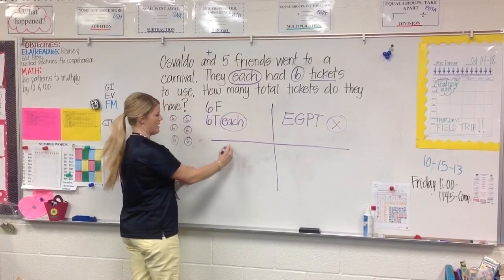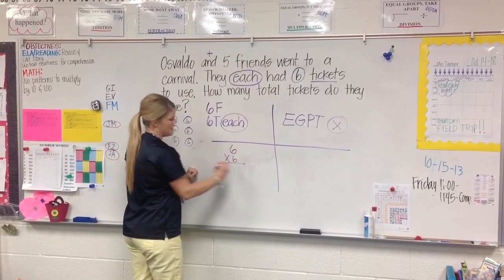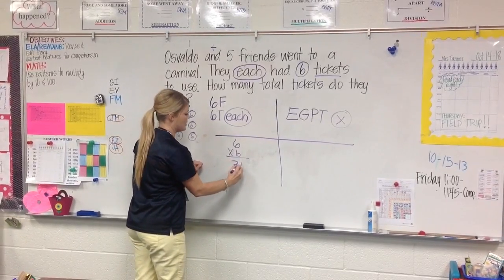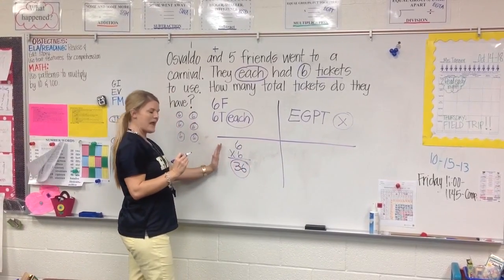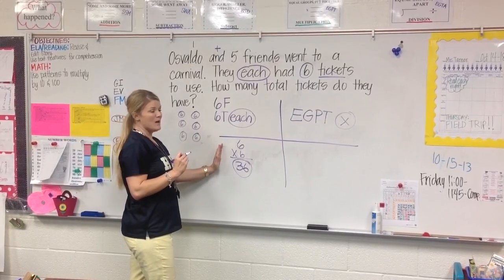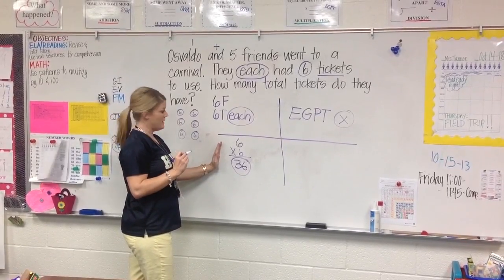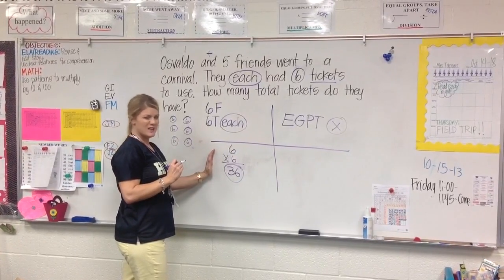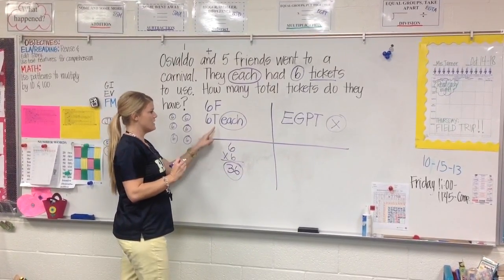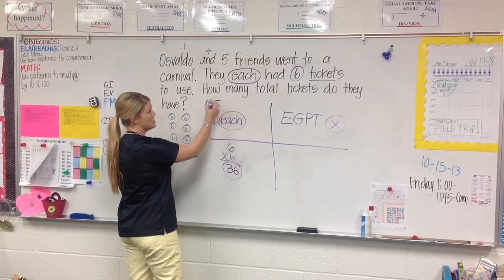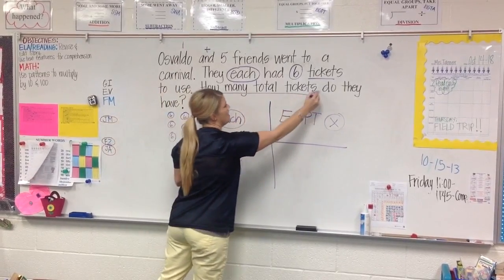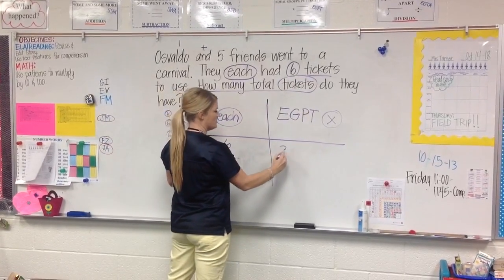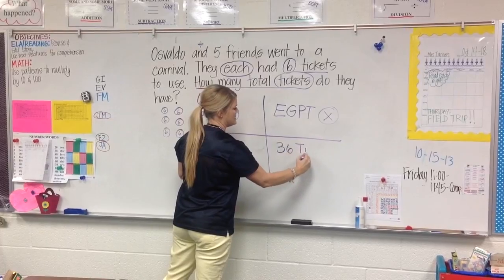So now I'm going to multiply. So 6 times 6, and if we're all studying our facts like we should be, well, then we should know that that is 36. So now I have an answer of 36. But we have to know what we're talking about. Because what if I said, oh, okay, there's 36 people. There's not 36 people. They have 36 tickets. Because the question was, how many total tickets? We already know how many people there are. So now my answer would be 36 tickets.